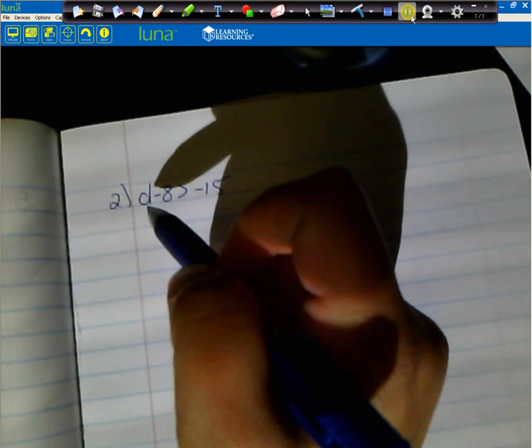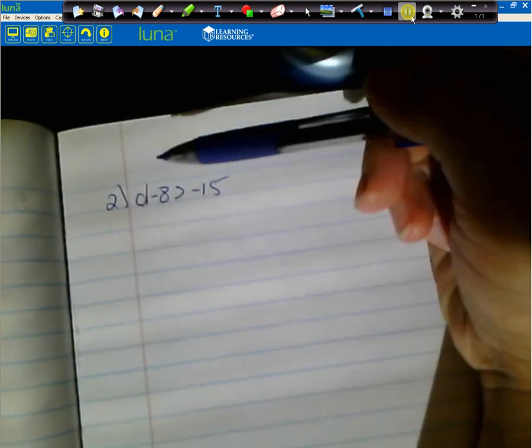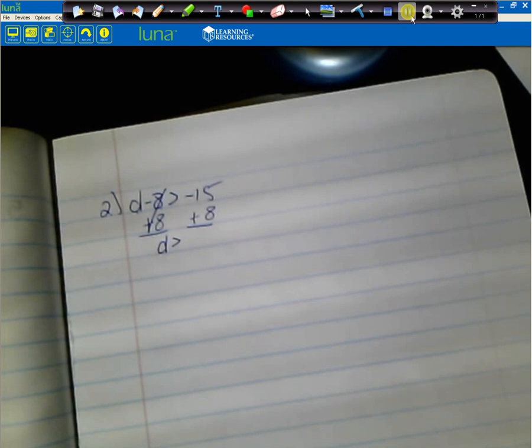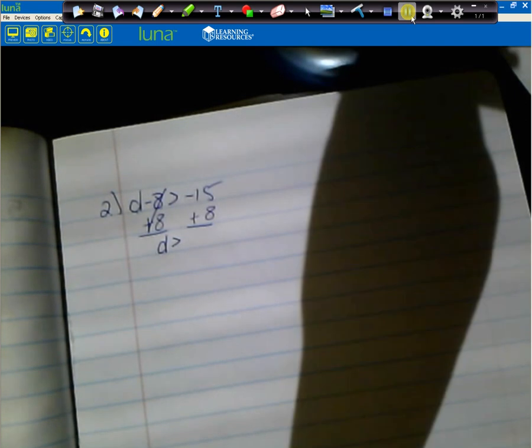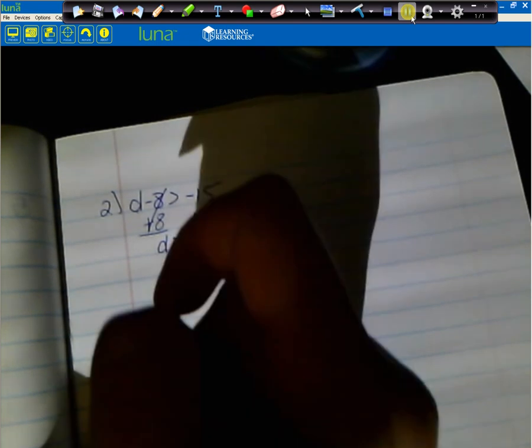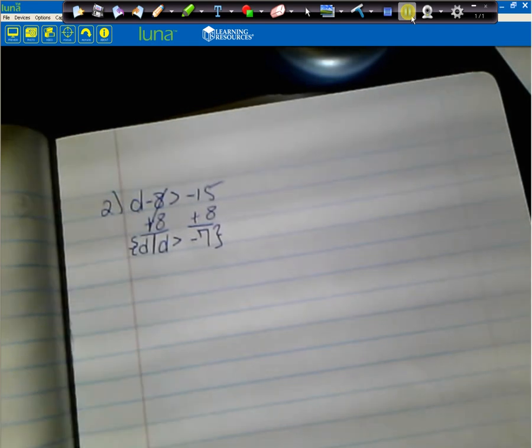I want to get the D right here by itself, so I need to move the minus 8. So to move minus 8, I'm going to do the opposite, and I'm going to add 8 to both sides. This 8 is going to cancel, and it's going to be D is greater than negative 7. So I've solved it. My next step is to set it. So we're going to put our braces or our squigglies around the D.